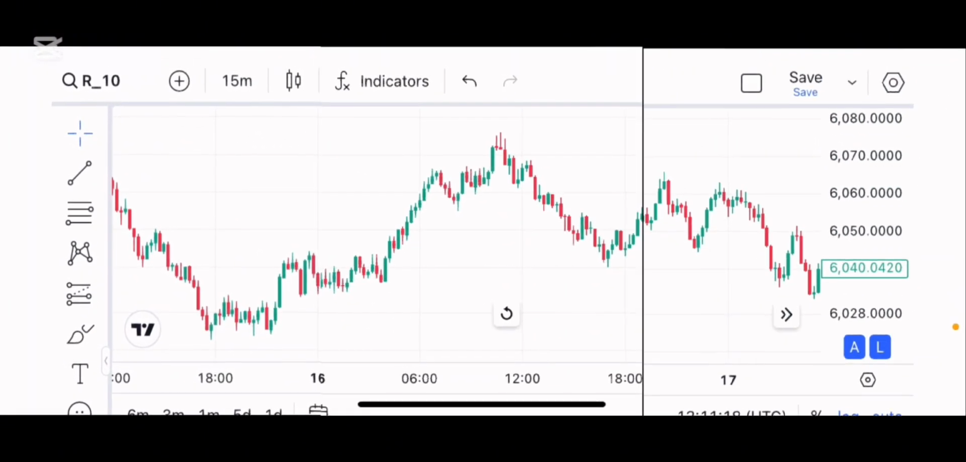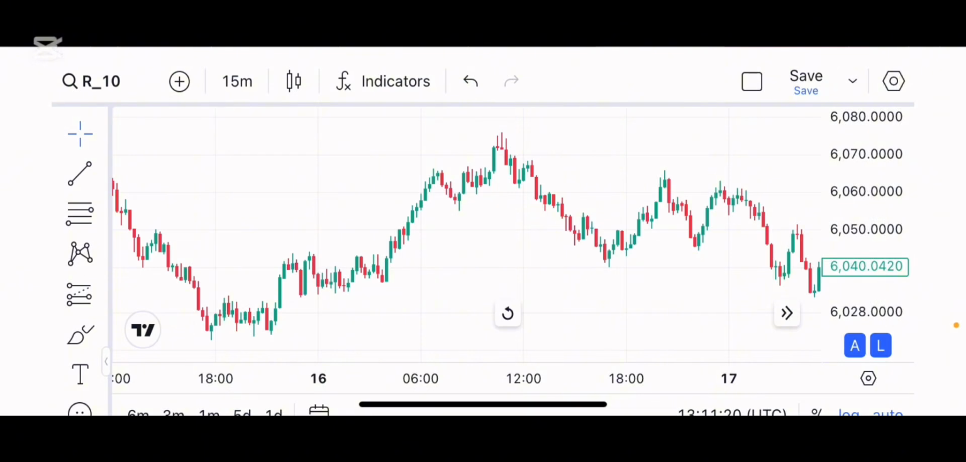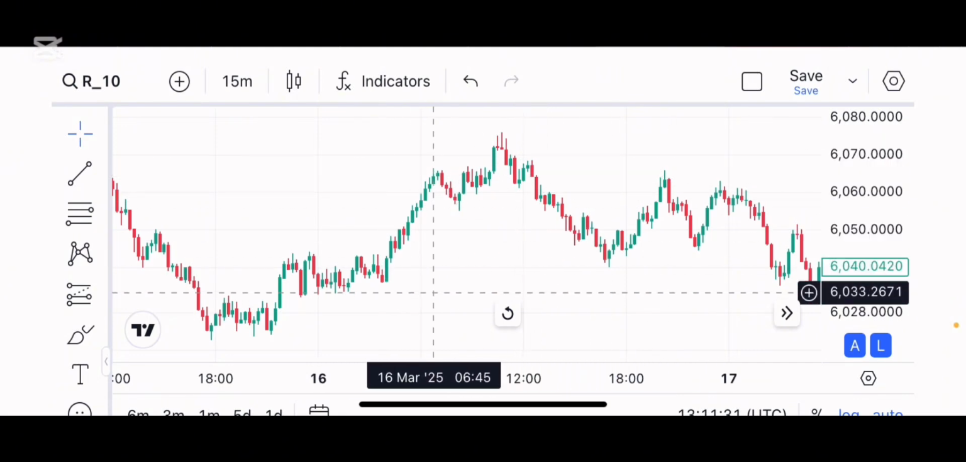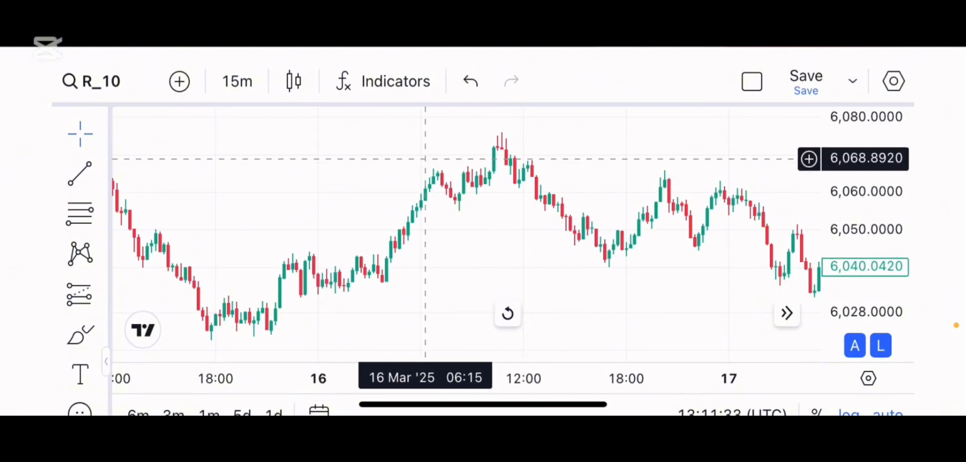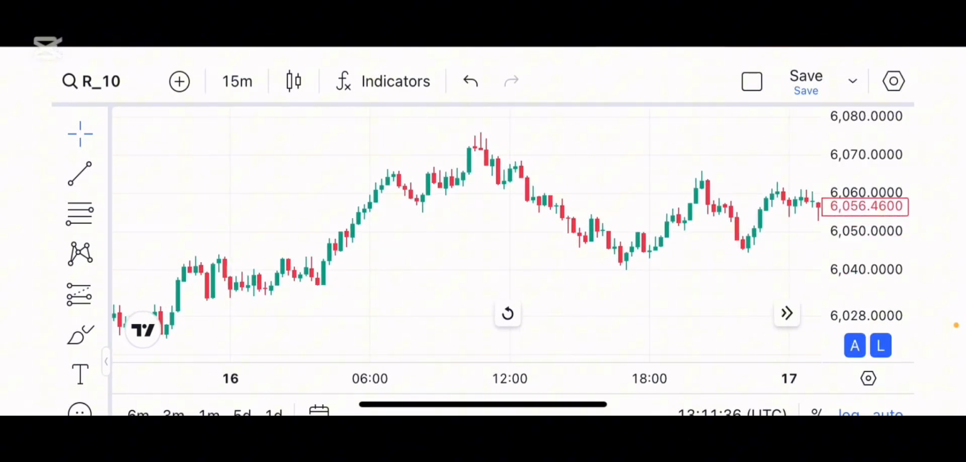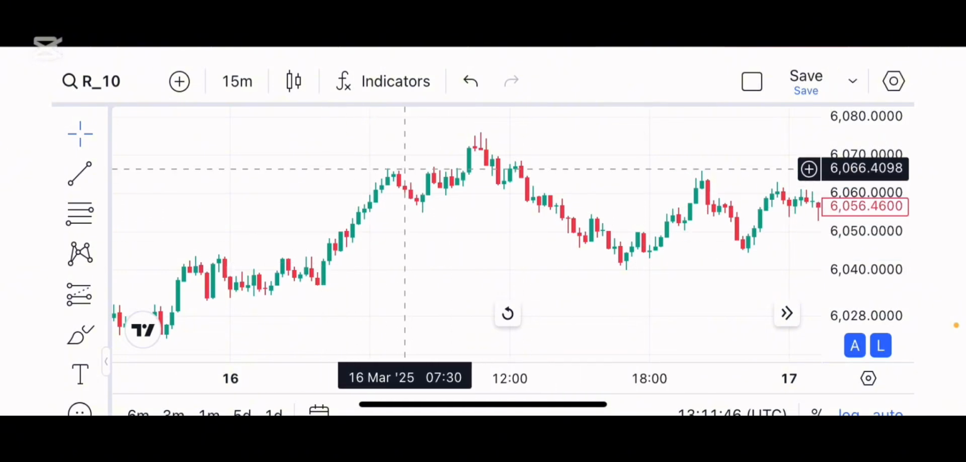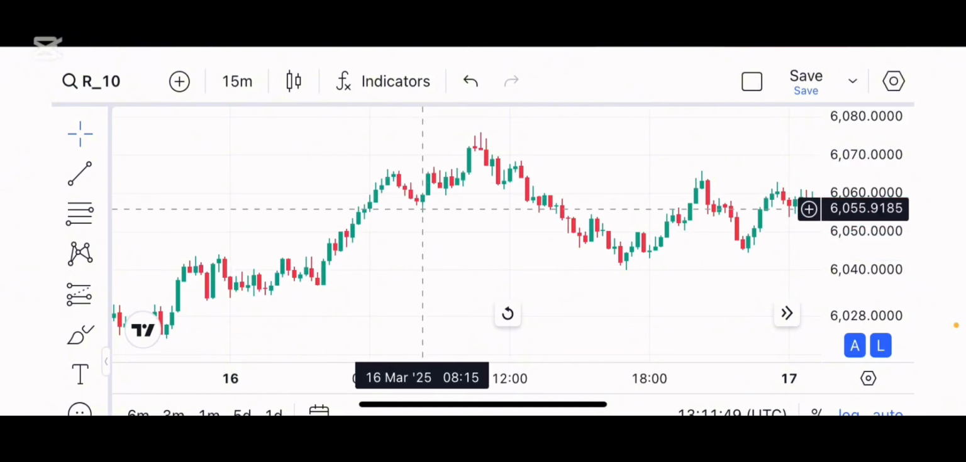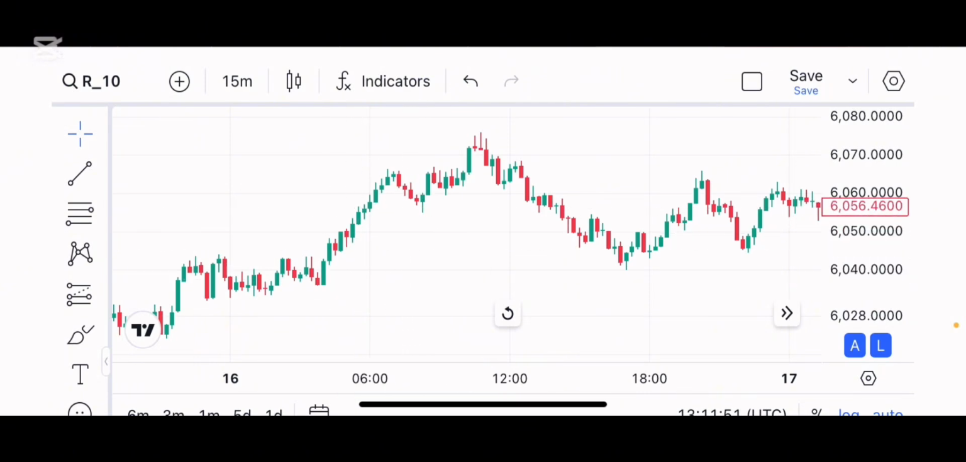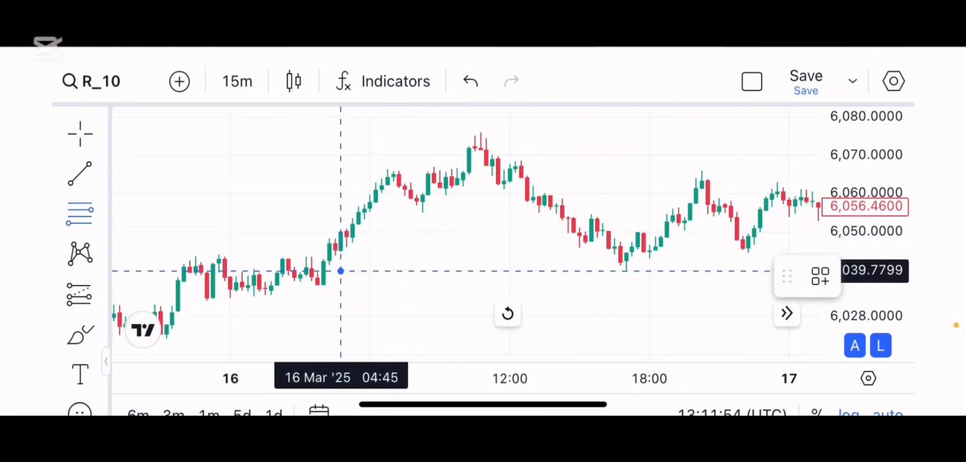All right, guys, let's take a look at this example. Take a few seconds to see if you can spot the Cypher pattern that happened here. If you look very closely, you will see that this is a potential Cypher pattern, but we're going to measure it to see if it was as accurate as we would have liked to predict. We're going to measure this retracement here and see if it got to the 38.2 Fibonacci.